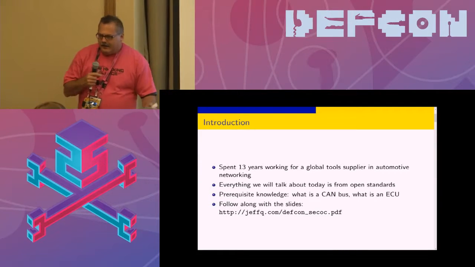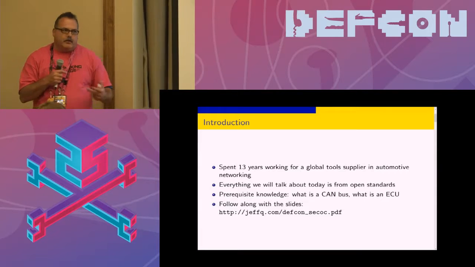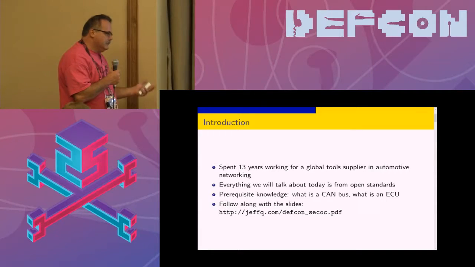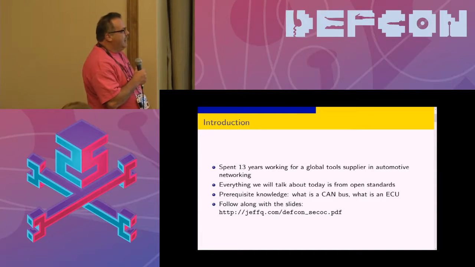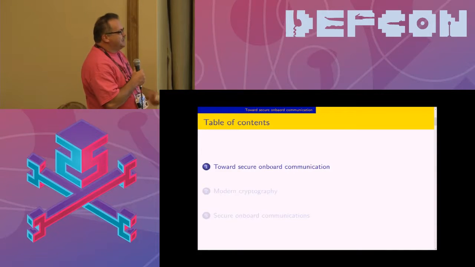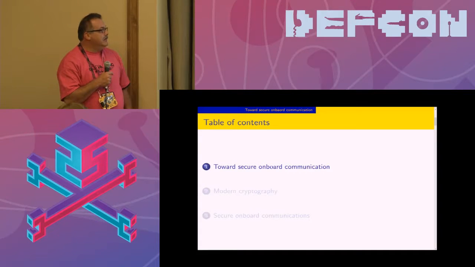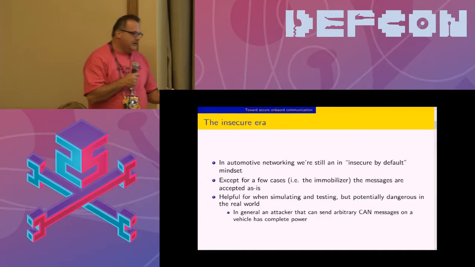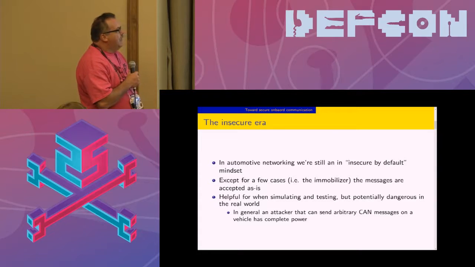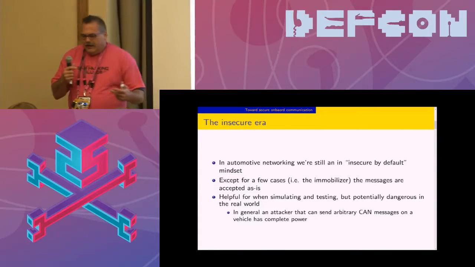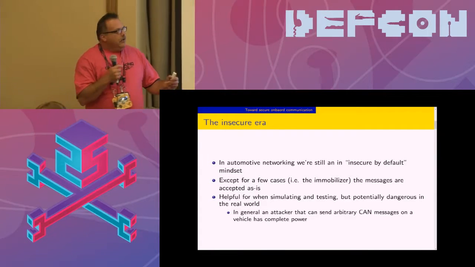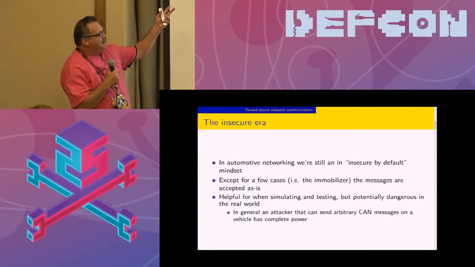Hopefully you know what CAN is, or controller area network. Hopefully you know what an ECU is, or a module, or embedded computing. You're going to need to know about that. So basically, we're going to start out with where we're at now and where we're moving towards, trying to secure our onboard communication.